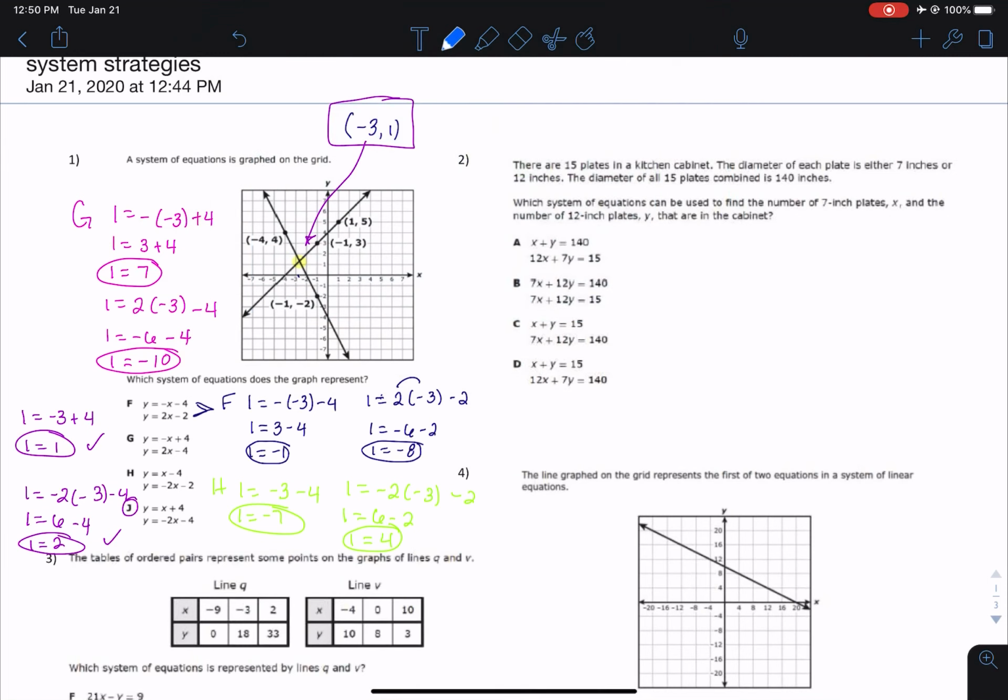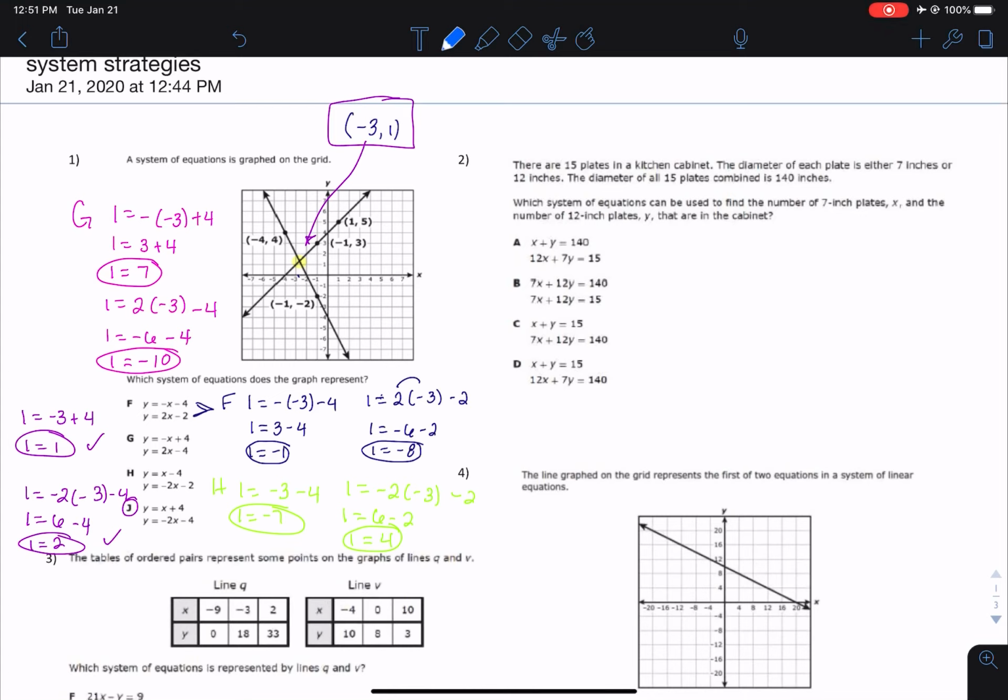Okay, so now we're going to look at question 2. There are 15 plates in a kitchen cabinet. The diameter of each plate is either 7 inches or 12 inches. The diameter of all 15 plates combined is 140 inches. Which system of equations can be used to find the exact number of 7-inch plates, x, and the number of 12-inch plates, y, that are in the cabinet?